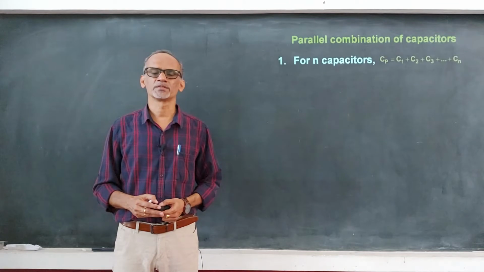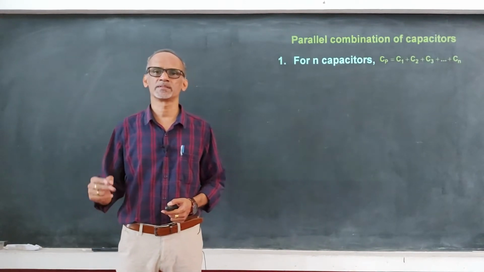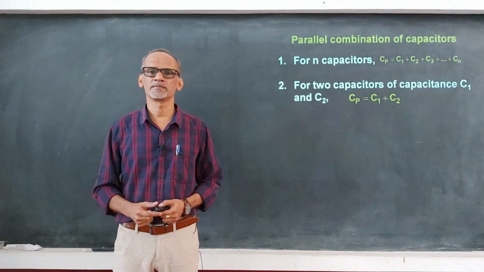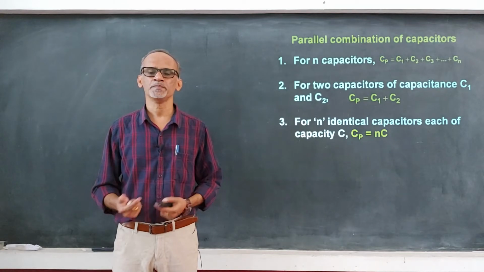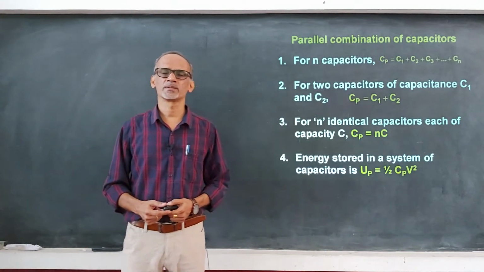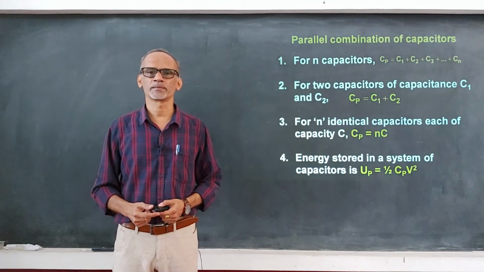In parallel combination, the effective capacity will always be given by Cp is equal to C1 plus C2 plus C3 and so on up till Cn. And for 2 capacitors, Cp is equal to C1 plus C2. For n identical capacitors, Cp is equal to n into C, and the energy stored in the combination Up is equal to half Cp V square.